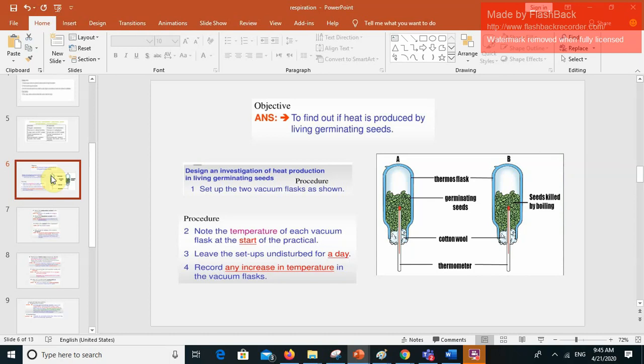In flask A, there are germinating seeds, so they respire. But in B, the seeds were killed by boiling, so they worked as a control. Non-living things. Also, we can use beads. Anything that is not living to compare it with living. That non-living cannot respire, so cannot produce heat, while living things can respire and produce heat.